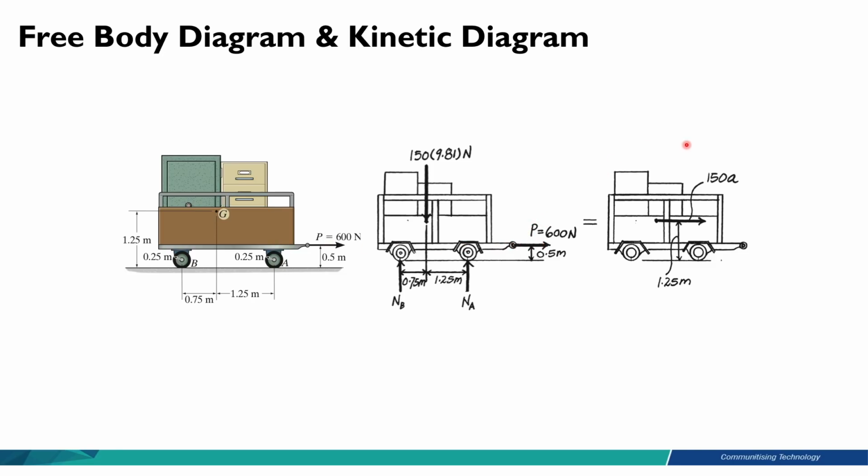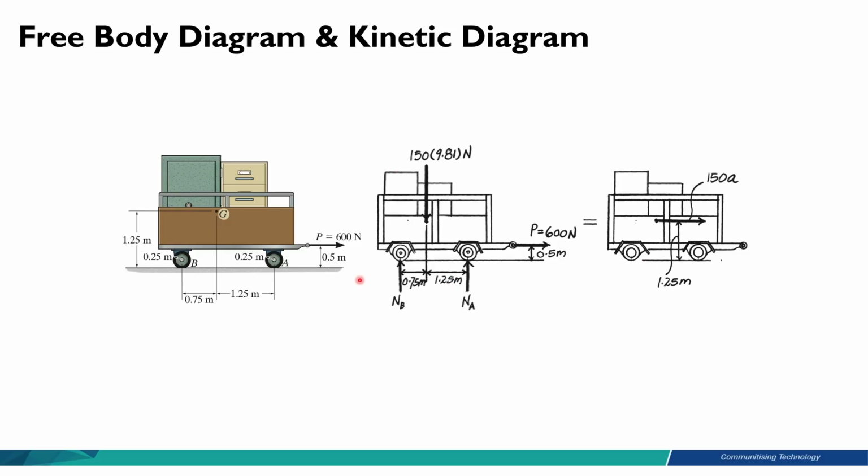And here is our kinetic diagram. The trolley is not moving in y direction. It only moves in x direction. So we have here the component of max. M here has been substituted with 150. That is the mass of the trolley. And it is multiplied with a.